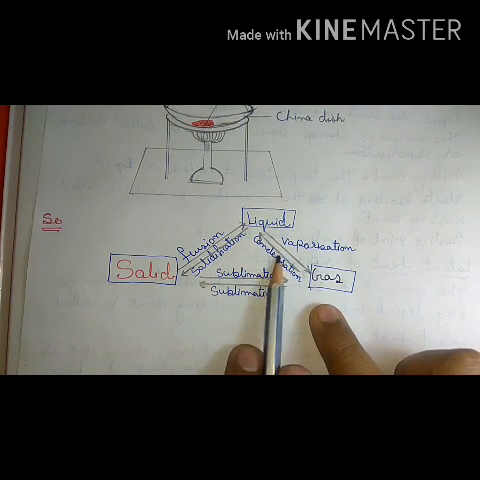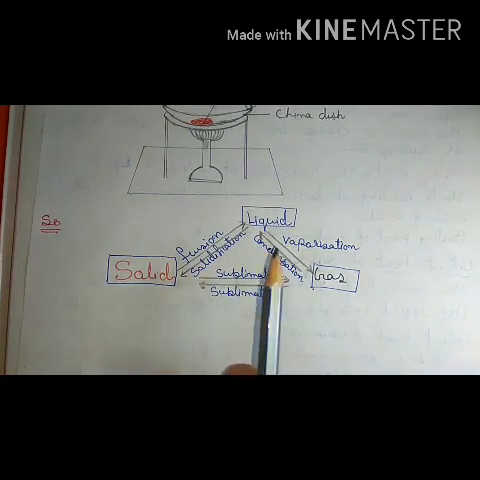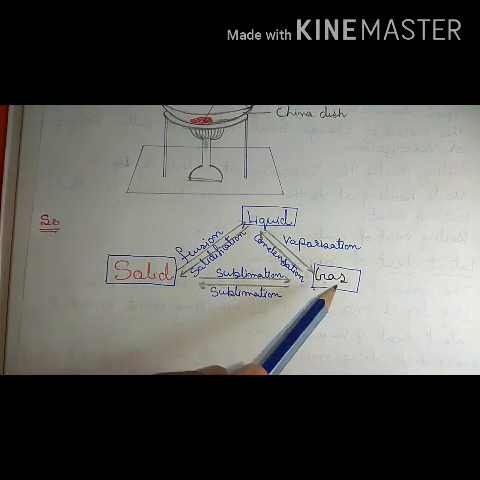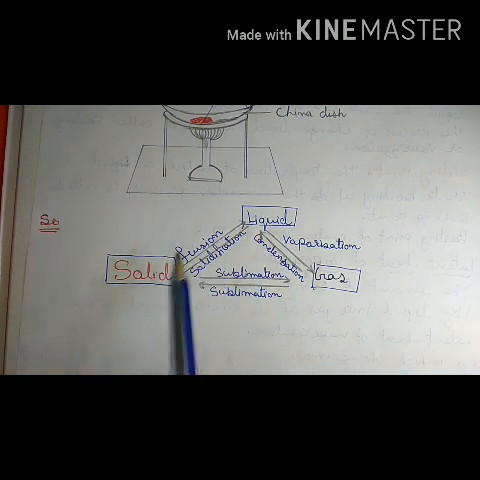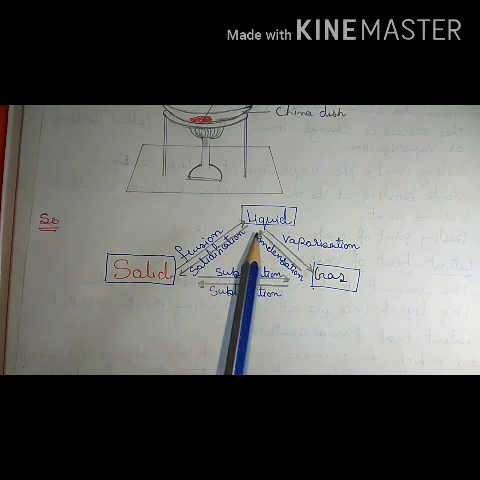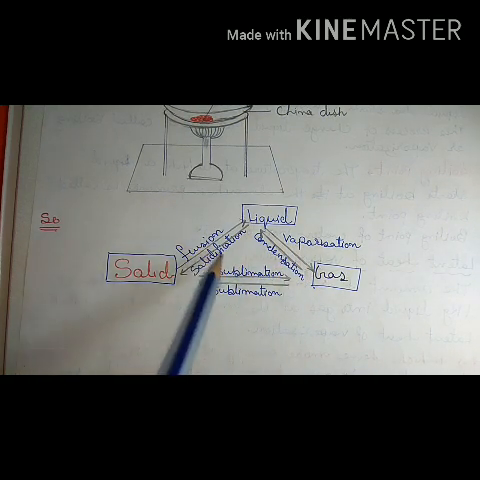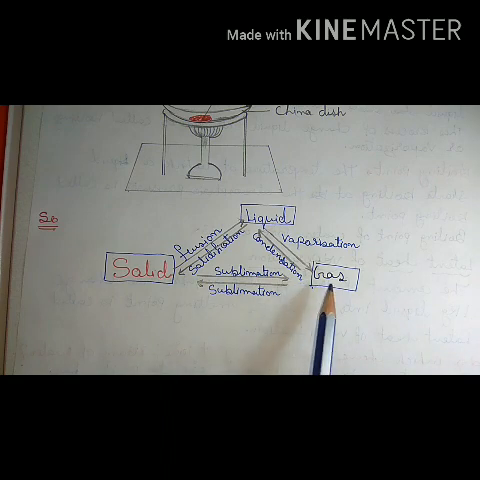These terms are not in our syllabus. We generalize these terms with some simple definitions: the conversion of gas into liquid is known as condensation. The conversion of liquid into solid is known as solidification. These are the opposites of vaporization and fusion. And sublimation, either conversion of solid into gas or gas into solid, is known as sublimation.